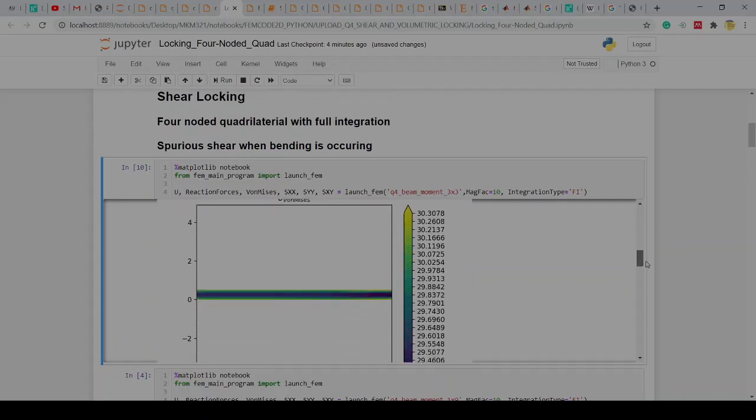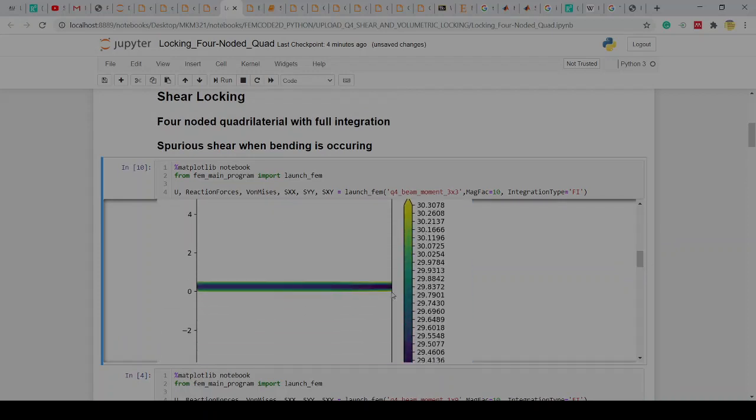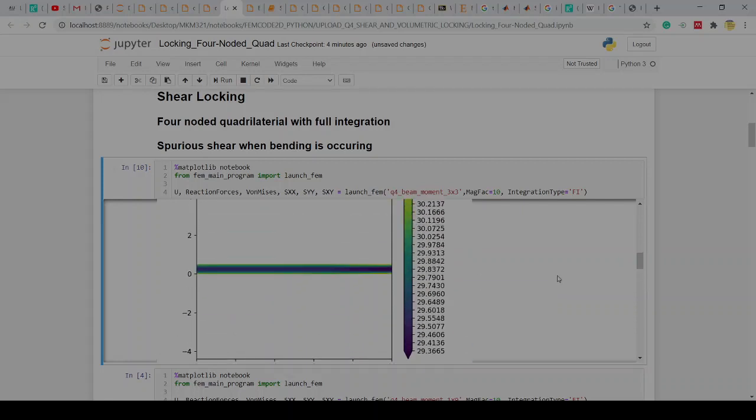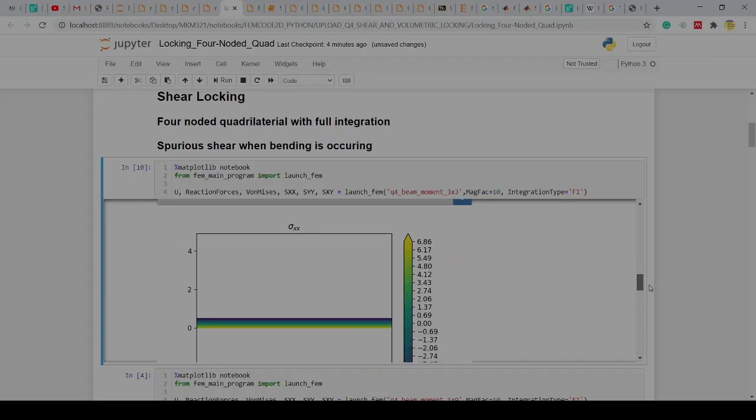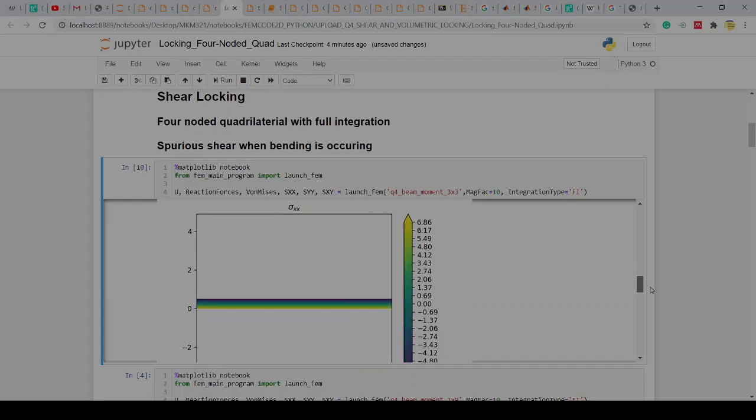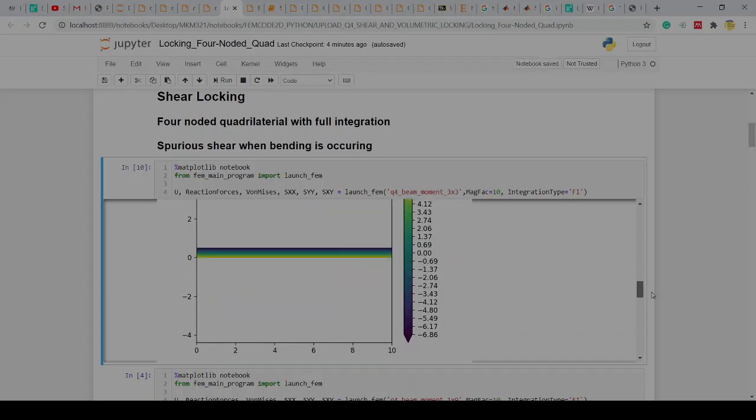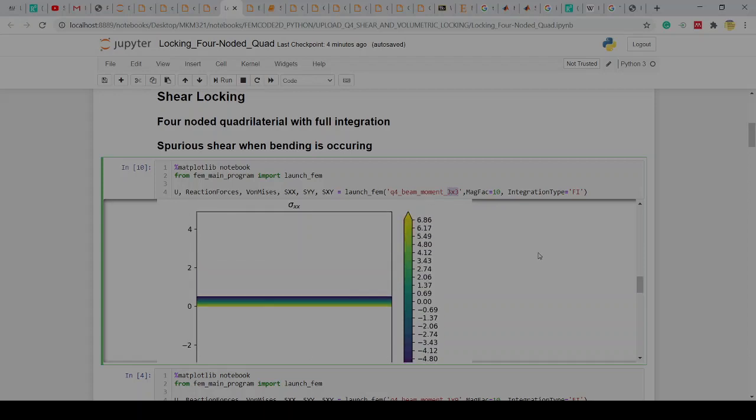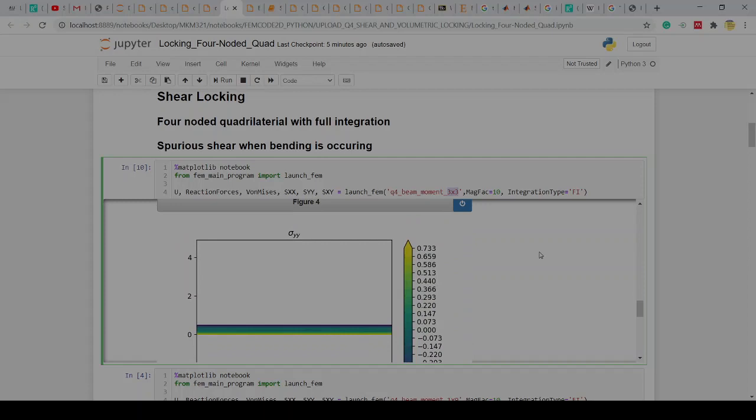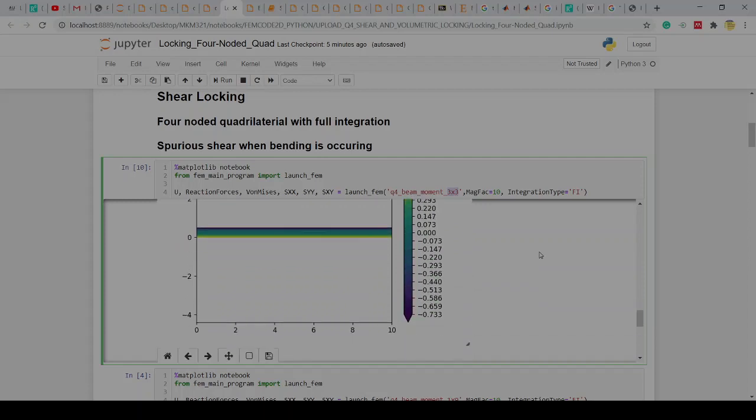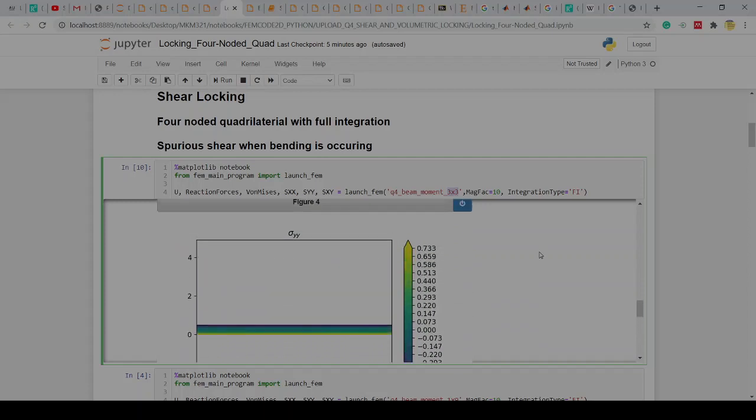Von Mises, 30. Okay, so it's 30 that we have here. Sigma xx is supposed to be 120, and we get 6.87. And I'm using 3 by 3 elements just for a pure bending problem. This is one of the simplest problems we can model. Pure bending moment, 3 by 3. Look at how things go haywire here. Sigma yy, 0.733. Also, things are going haywire. It's supposed to be 0.